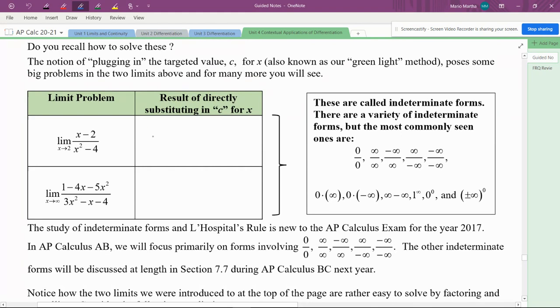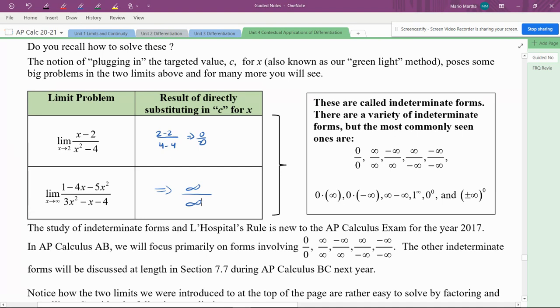So let's do that. We're going to end up with 2 minus 2 over 4 minus 4, which in this case happens to be just 0 over 0, right? And be careful to put an equals there. And then the next one, if we approach infinity here, that means that this is going to get larger and larger unboundedly. So this is going to go towards infinity over infinity, all right?